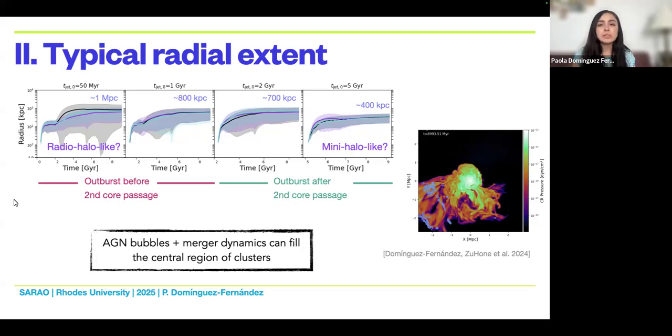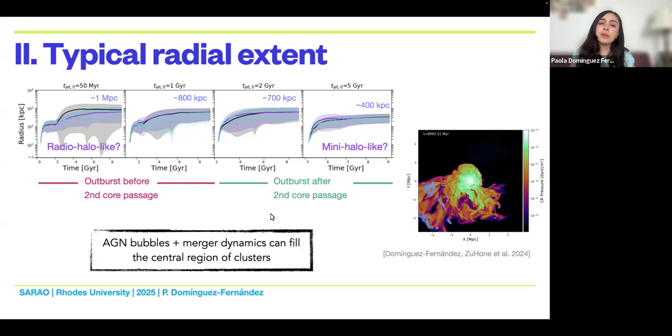You're seeing here the radial extent on the y-axis, and on the x-axis you are seeing time. Now, different panels over here are just different simulations where I turn on the AGN at different times. If you pay attention to, for example, the first two panels, here I have cases where the outbursts happen before the second core passage. And in this case, it is possible for the cosmic ray jet material to be dragged out to very large radii, reaching of the order of megaparsec scales.